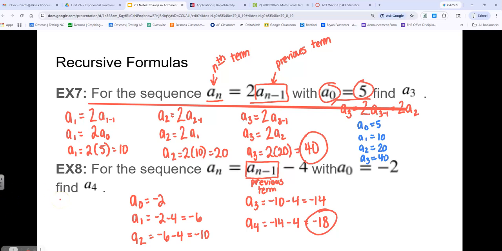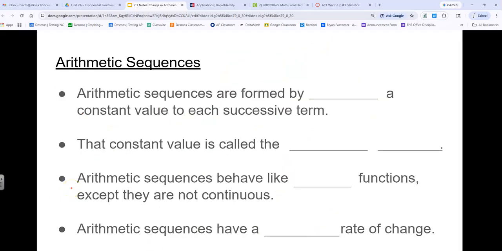Okay, everybody okay with that notation? All right.